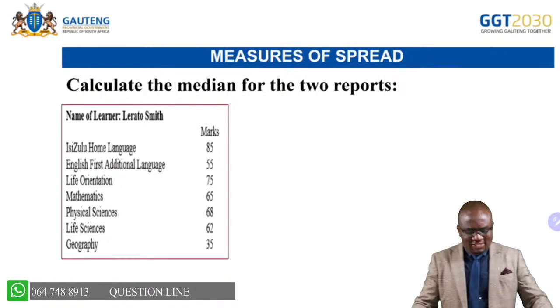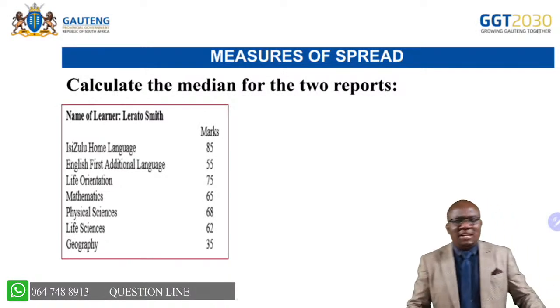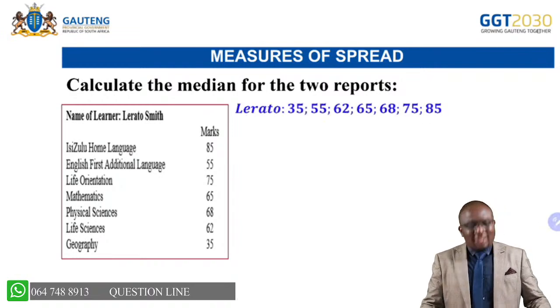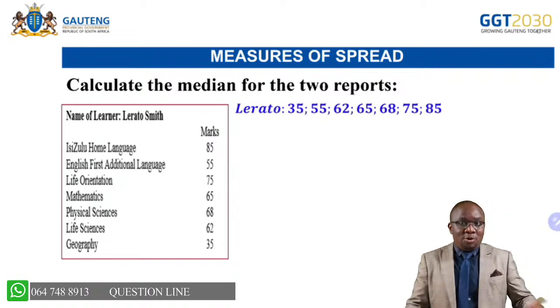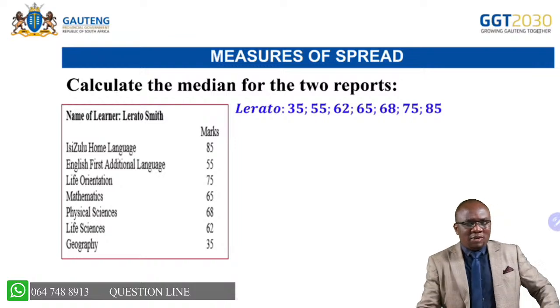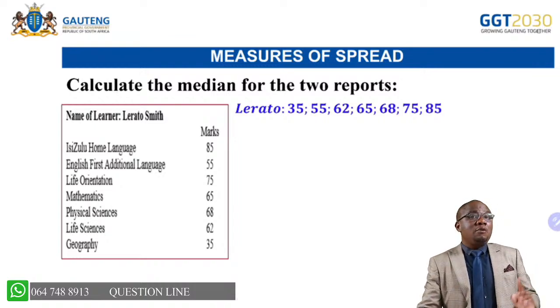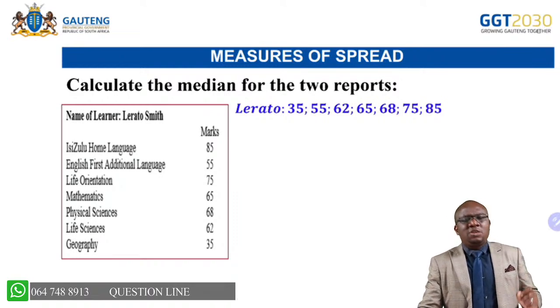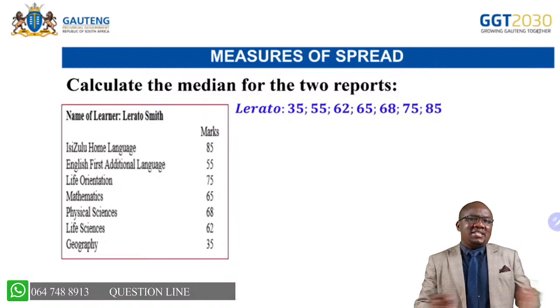Welcome back, grade 10s. Let's see if you managed to do the right thing. We want to find the median mark for Lerato. I know there's someone who did not what? Arrange the numbers. It's a common mistake. I've been dealing with learners for a long time. I know every time learners forget to arrange the numbers in an ascending order.